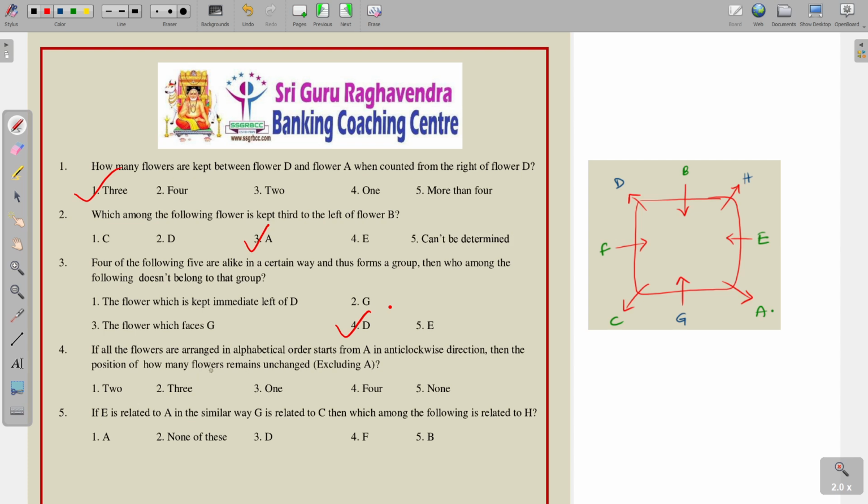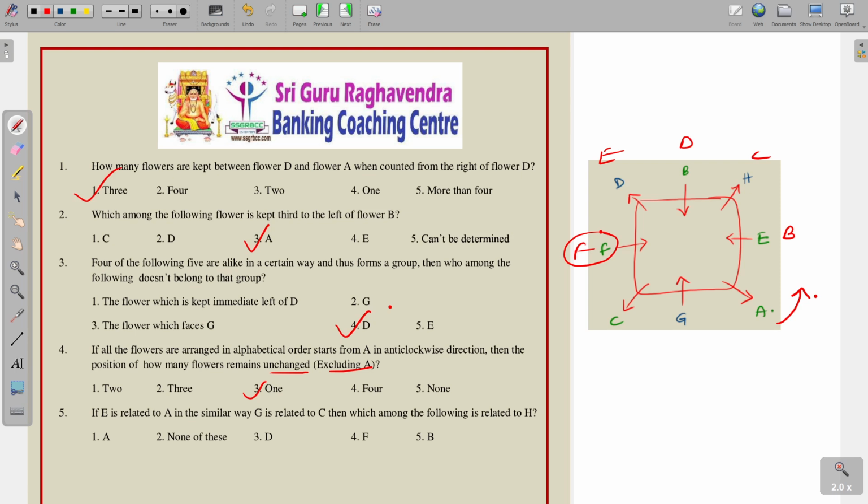Then the positions of how many flowers remain unchanged starting from A? So in the anti-clockwise direction, excluding A, if we look at the rest, B, C, D, E, F. F is not changing, so G and H only F is not changing, so 1 is the answer.